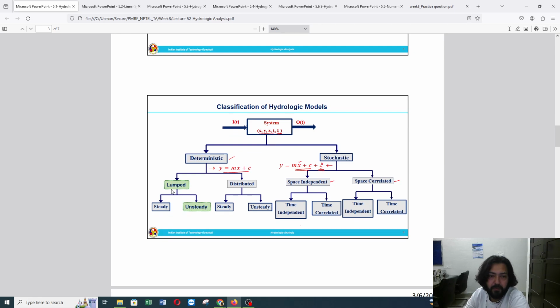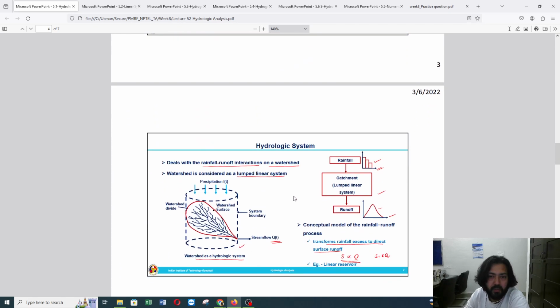Then we divided the model based on function of space. Based on the function of space, a model could be a lumped model or a distributed model, right? Lumped models ignore spatial variation. Distributed models account for spatial variation. Then based on the function of time, a model could be steady or unsteady. Steady ignores variation with time, unsteady varies with time, right? So we have studied the different classifications of hydrological models also. Then we talked about the hydrological system, right?